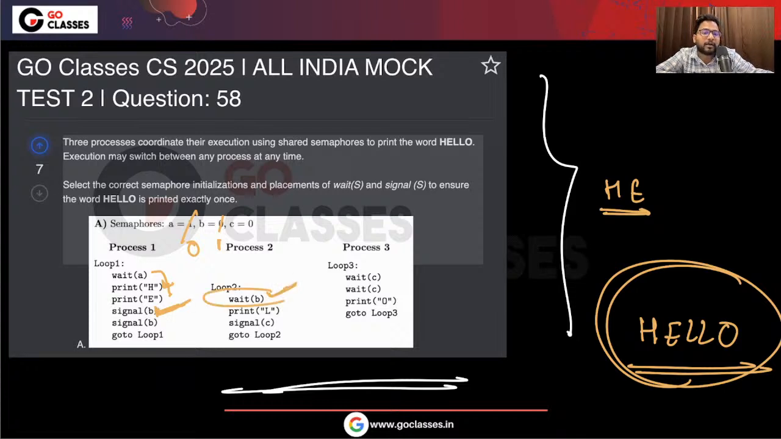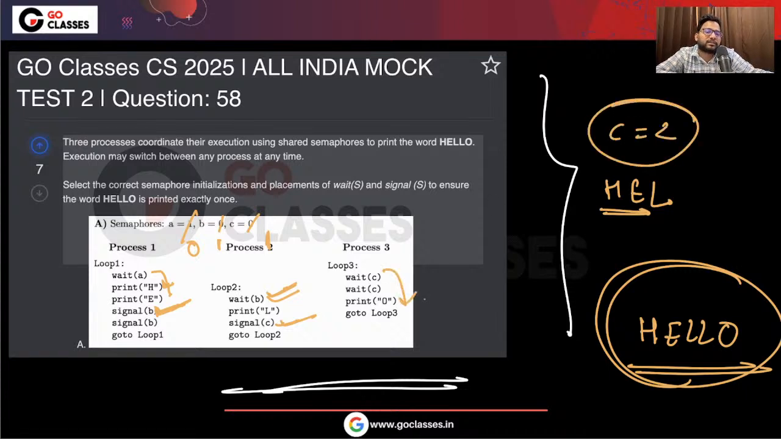Let's suppose you are interrupting. So wait b will get executed, and wait c anyway can't get executed. So wait b will be executed, and then you will print L, and then signal c, so c will be 1. Now since c is 1, you can come to this, but you will not be bypassing this, because here you need two waits. Just because of one signal you can't do this. C should be 2, then only you can print this O. Otherwise you can't print the O.